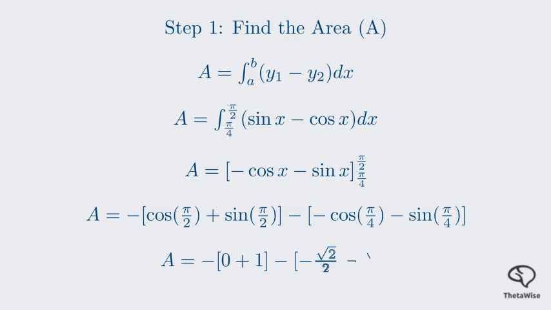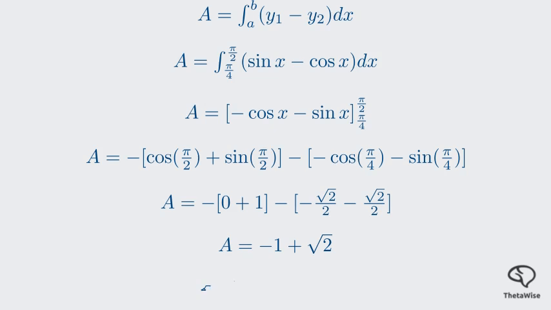Substituting these values, we get negative 0 plus 1 minus negative square root of 2 over 2 plus square root of 2 over 2. This simplifies to negative 1 plus the square root of 2. Calculating this gives us an area of approximately 0.4142 square units. Now that we have the area, let's move to step 2, calculating the area moments.